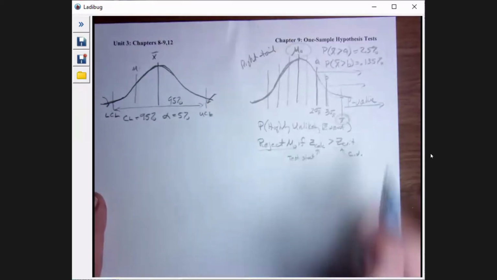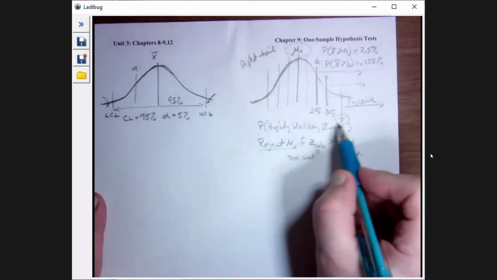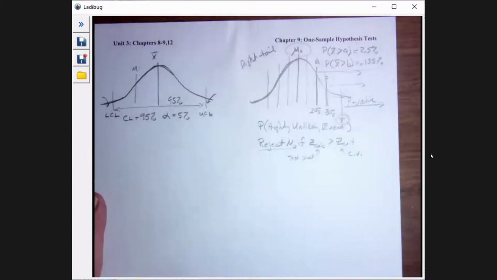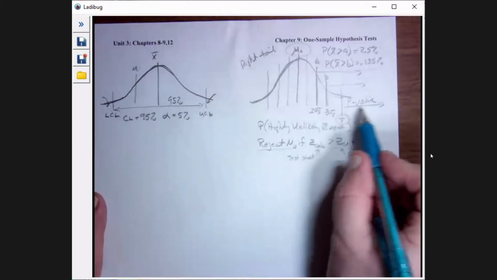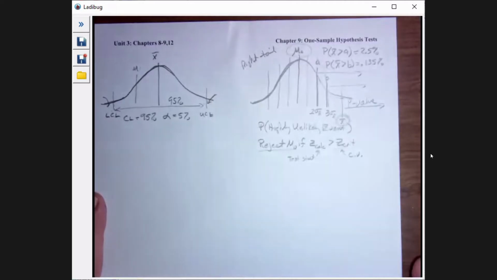And so when you compute a p-value, you compute the area. In this case, this would be a right-tailed test, so you compute the area to the right of your test statistic. And that tells you how likely it is you got that value just by random chance. Does that make sense to everybody?